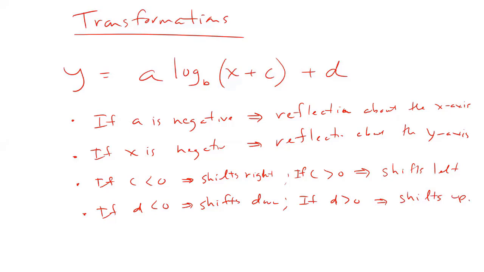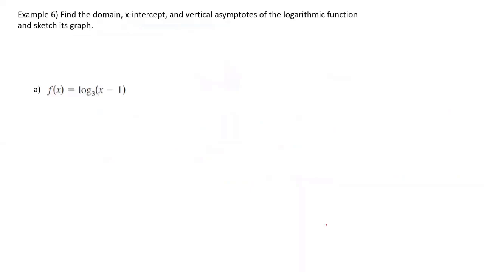Let's try one. So example 6, we've got to do a few things here first, but we'll do all of them in terms of transformations. Eventually, before we graph, we want to know the domain, the x-intercept, and the vertical asymptote, and then sketch it.